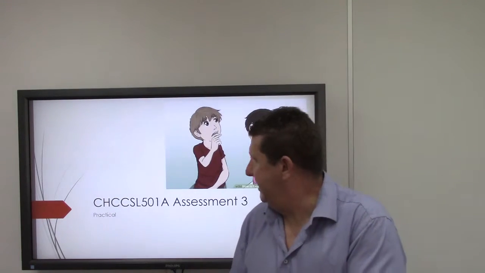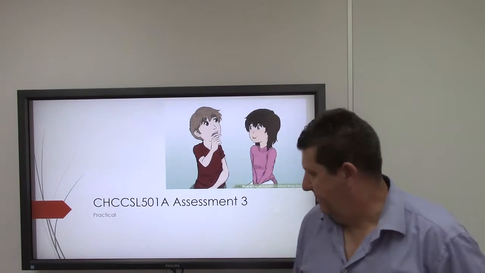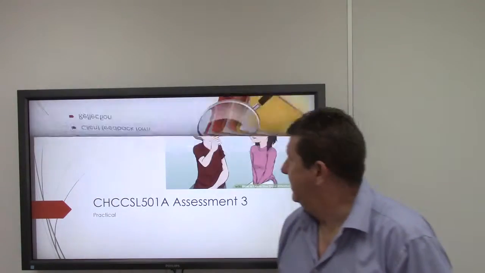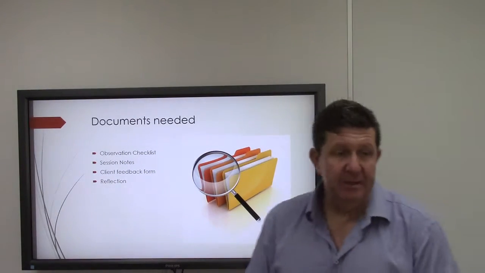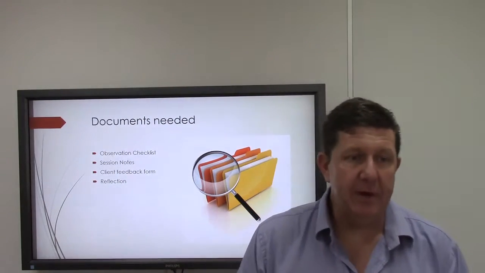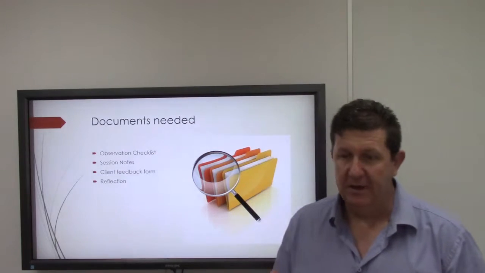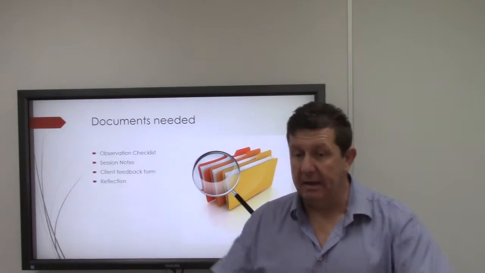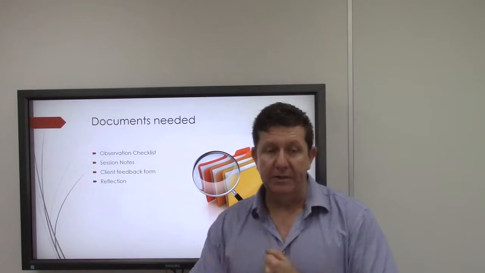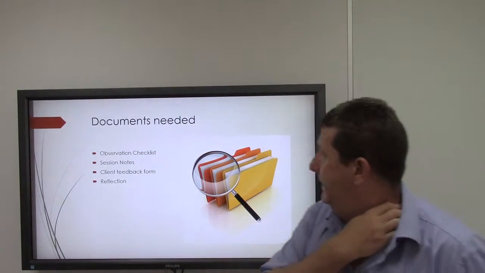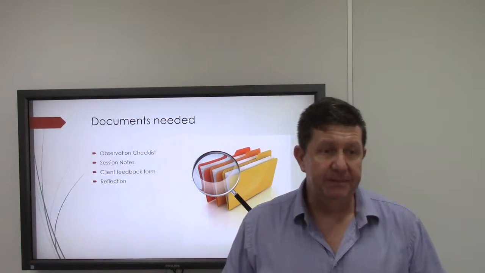So for CHCCSL501A, I think most of you are already on 507B and 502A. So okay, the documents that are needed. With every practical, the following documents need to come with you, right? Not necessarily come with you to the practical, but once you hand in your assessment, I need an observation checklist.